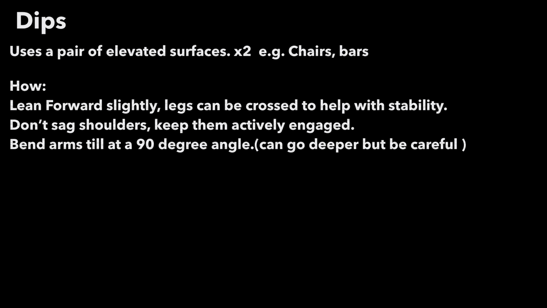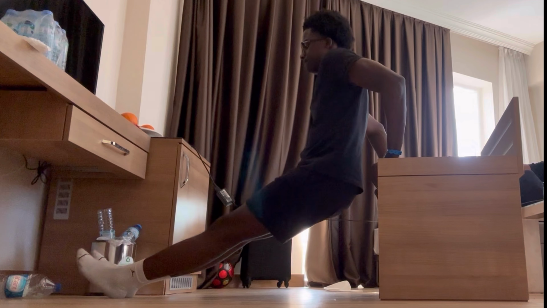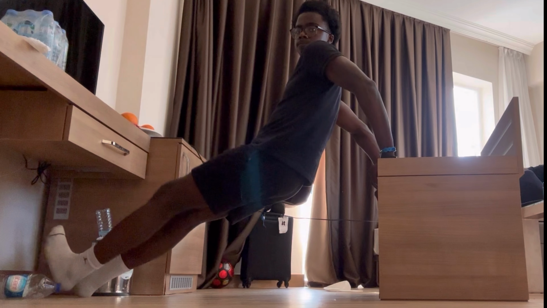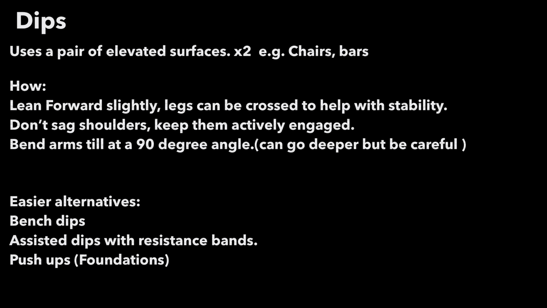Now, while performing this exercise, you want to go down bending your arms to a 90-degree angle at a controlled speed. Now, if dips are too hard for you, don't worry, there are also some alternatives such as bench dips. You can also increase the distance between your arms and your legs, and this will obviously make the dip harder, and then slowly but surely you'll be able to do dips on 2 normal elevated surfaces.